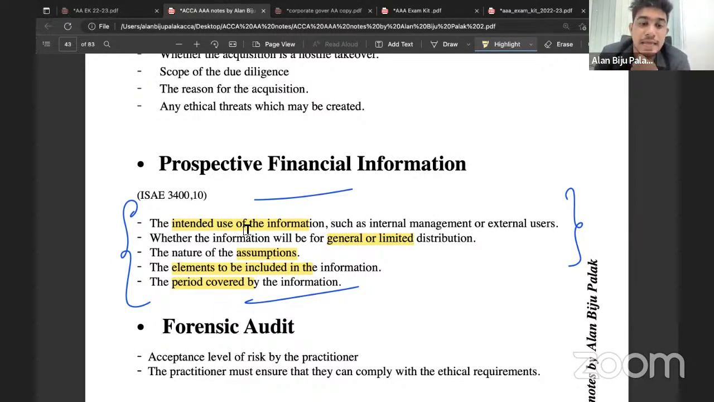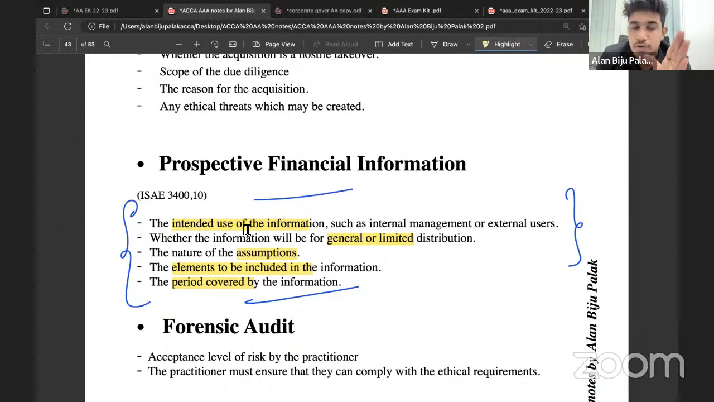We need to consider the elements included, like whether it is just the statement of P&L or it includes a forecast statement of cash flows as well as a forecast statement of financial position. We must consider that. Finally, we must also consider the period covered by the information. If the period covered is long, like more than 5 to 10 years, automatically, it might not be reliable. So we have to consider these factors.